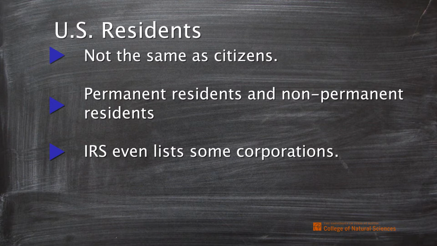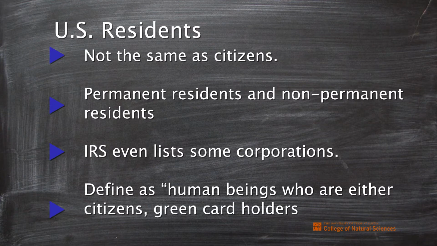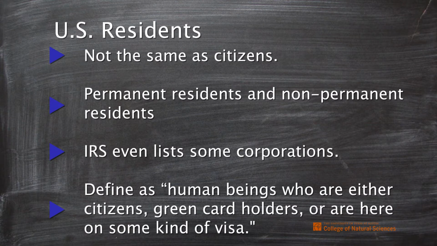Right. So I went with the Department of Homeland Security definition of a U.S. resident. They care about people. So we're going to count citizens, and we're going to count permanent residents, also known as green card holders, and we're going to count all residents who are here on any kind of visa. I'm talking work visa, student visa, even tourist visa. If you're living here temporarily, you count. You're a U.S. resident. All right, so that's our set of U.S. residents we're going to consider.